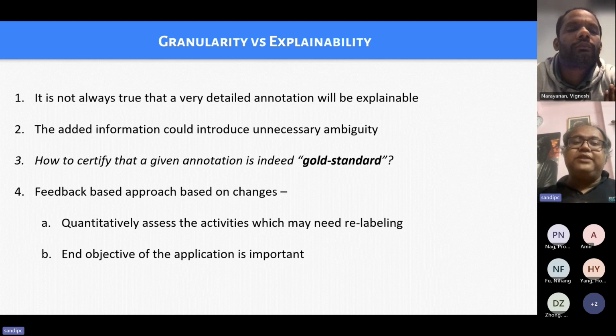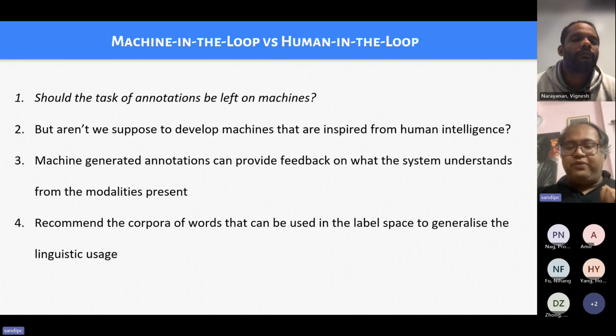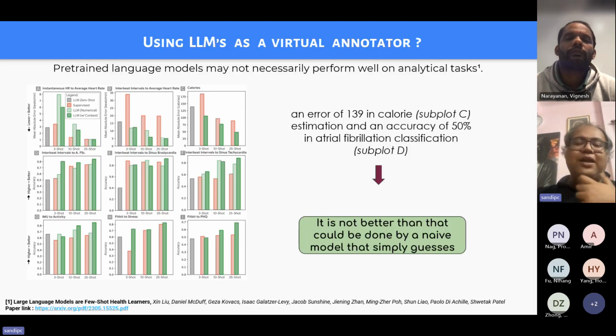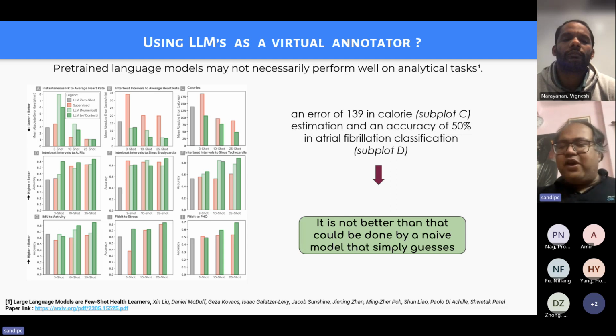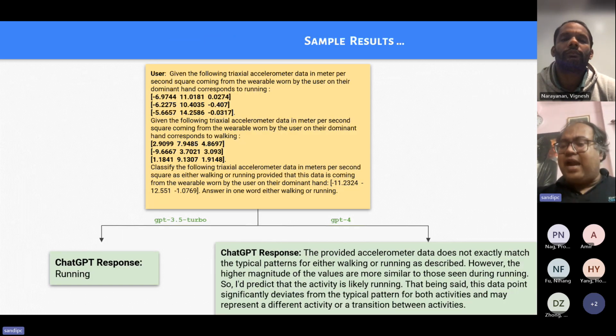So the open question is how to certify that a given annotation is indeed gold standard. From that perspective, we thought, can I bring the machine into the loop, within the human-in-the-loop approach? Very recently, we have started looking into that because we have ChatGPT and these large language models. So can my large language model help in doing that annotation?